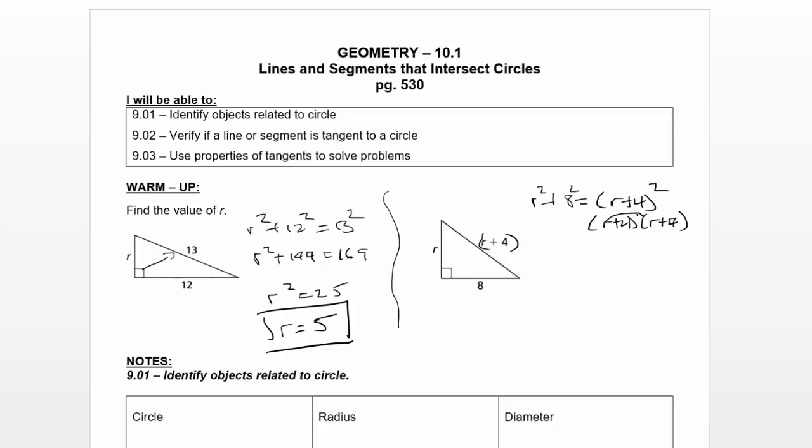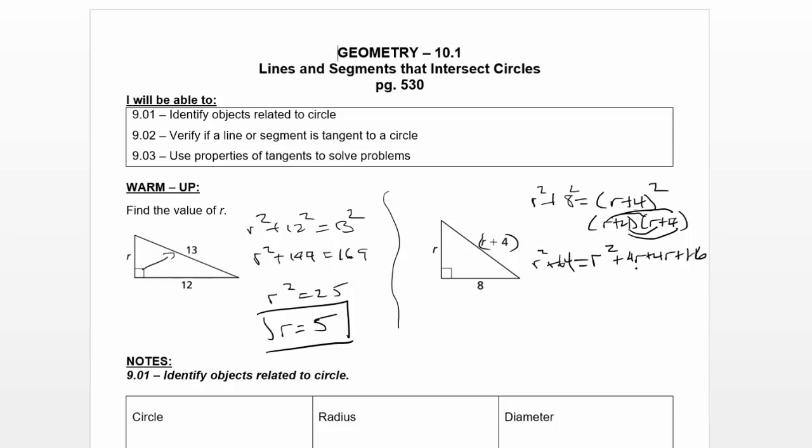And if I use a box or FOIL or whatever your method for multiplying polynomials is, you'll get r times r is r squared. r times 4 is 4r. 4 times r is 4r. 4r plus 4r. And 4 times 4 is 16. And this is equal to r squared plus 8 squared, which is 64.